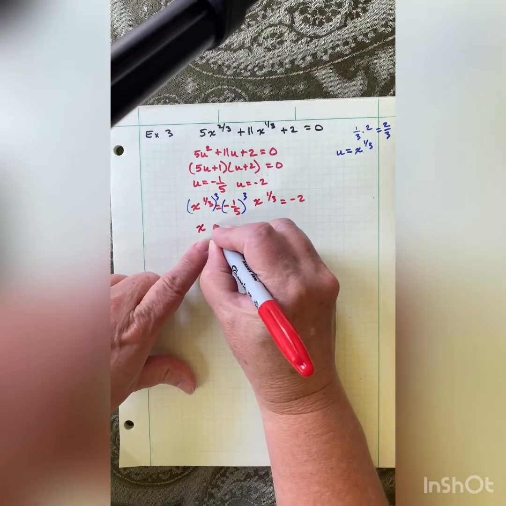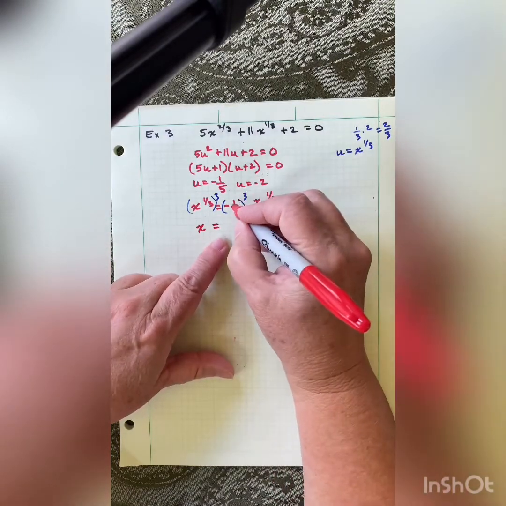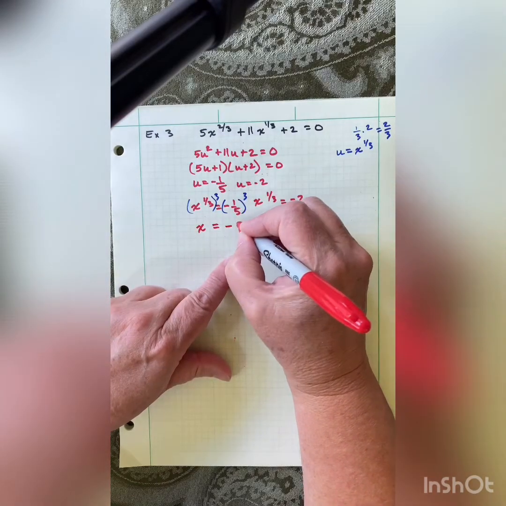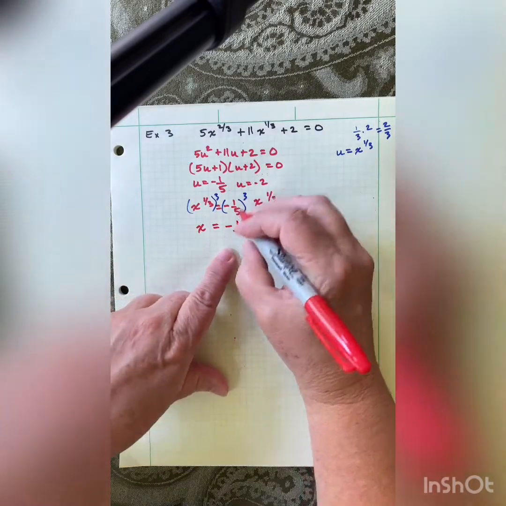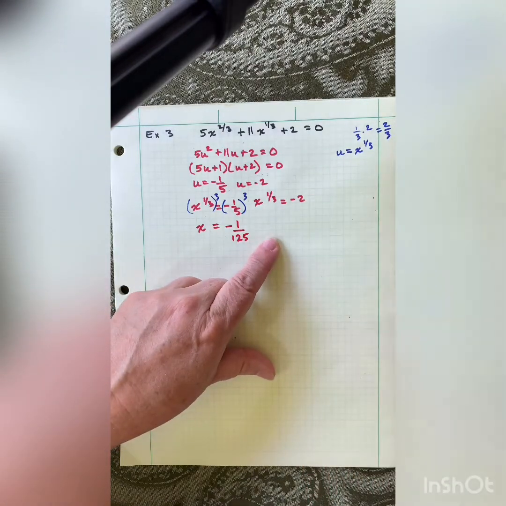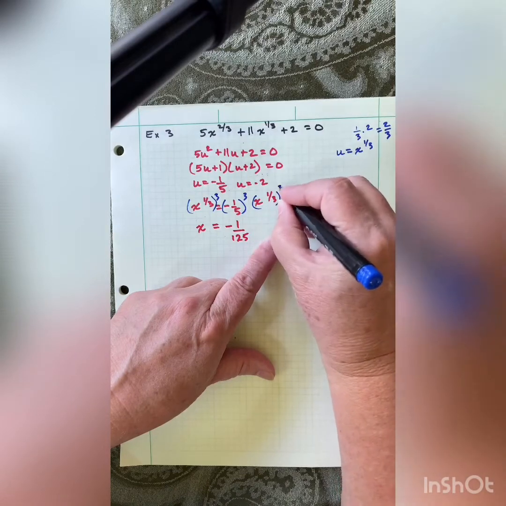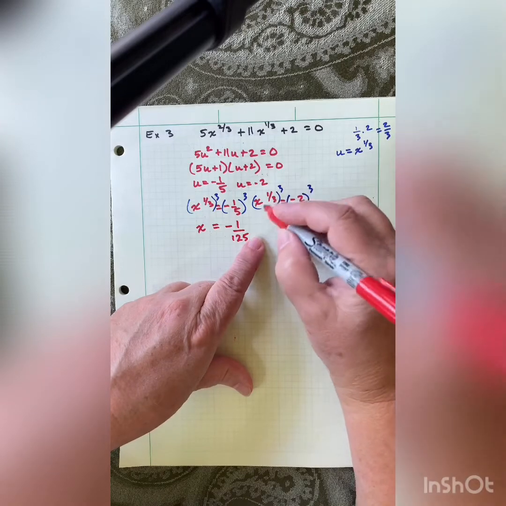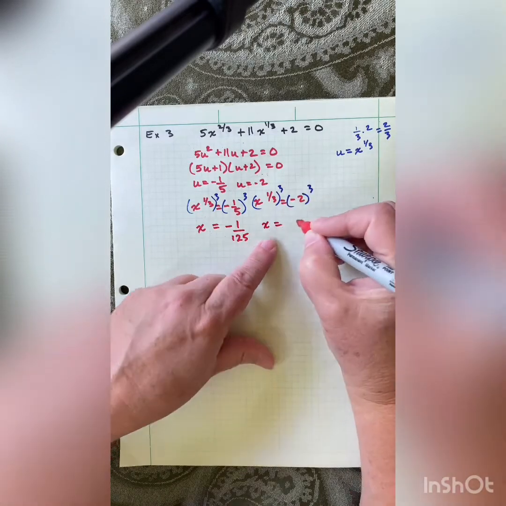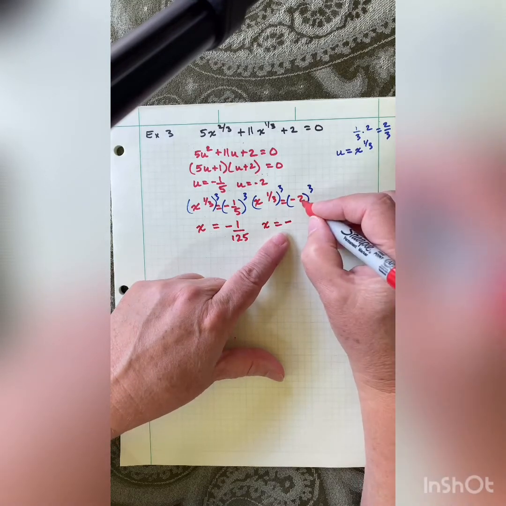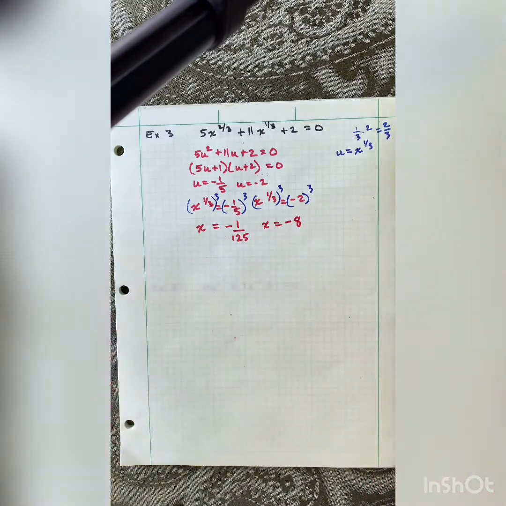So this will be x equals, okay, you cube the negative, it's going to be a negative. Cube the 1, it's a 1. Cube the 5, you're going to get 125. Okay, same thing over here. We need to raise both sides to the 3rd power. This is going to give me x equals, cube the negative, you're going to get a negative. Cube the 2, you're going to get an 8. And there you go. That's it.